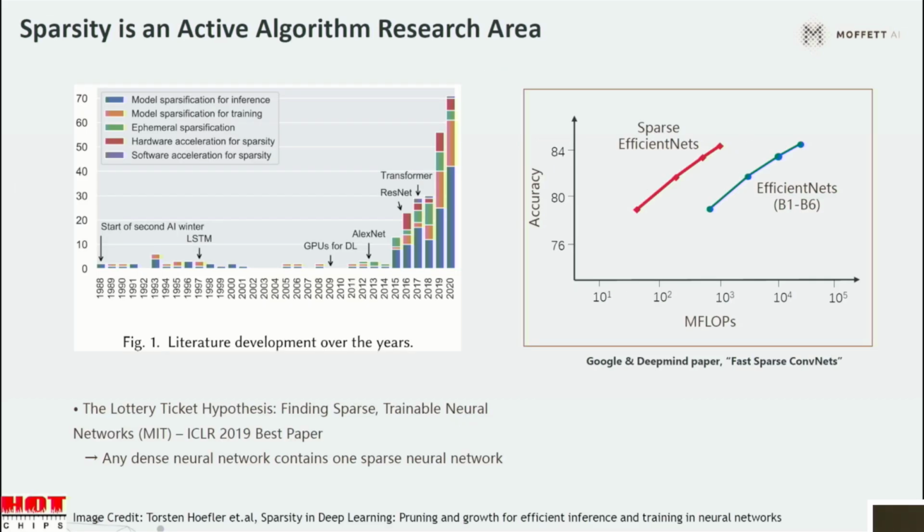There's another paper from 2019, the ICLR best paper, the Lottery Ticket Hypothesis paper. This is a very important paper because it demonstrates that for any dense neural network, you can find a sparse neural network which is equivalent or comparable to the dense network.